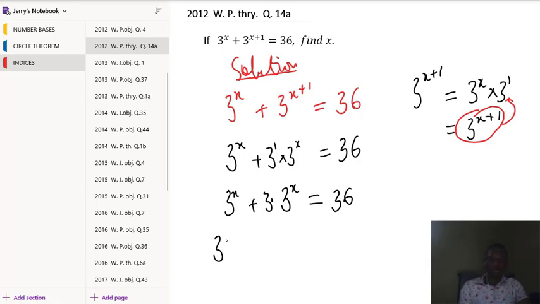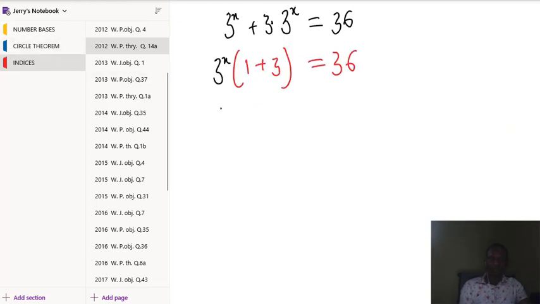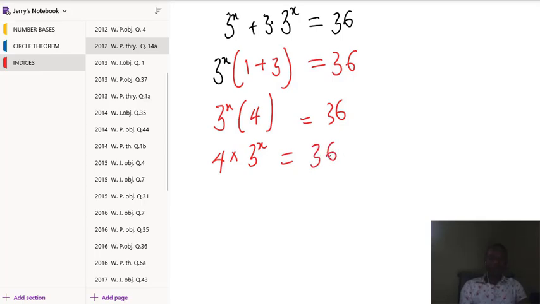So when you factor 3 exponent x out, here will be left with 1, because when you multiply 3 exponent x by 1, you get this one back. And here will be left with 3, which is equal to 36. So we have 3 exponent x times the bracket of 4, multiplied, equal to 36. So this can be written as 4 times 3 exponent x equal to 36.